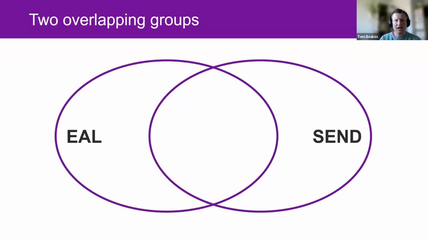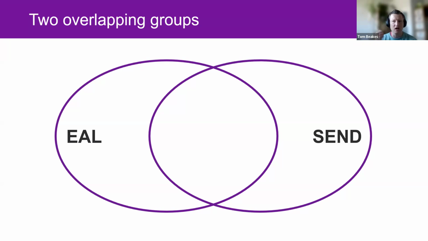And of course, as in all learner populations, there will be EAL learners who do have SEND. We know, for example, that in the UK, about 15% of the 1.7 million recorded EAL pupils in 2024 also had some form of SEND. Now, we don't know what those statistics are for international schools because those statistics don't exist.